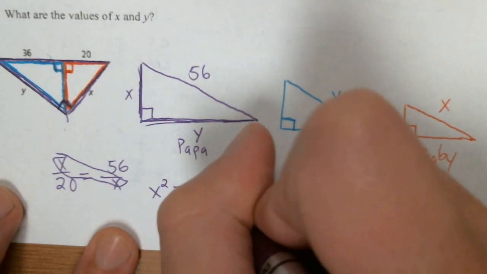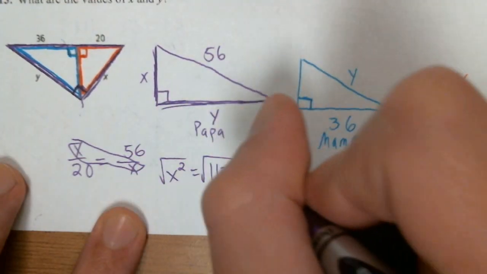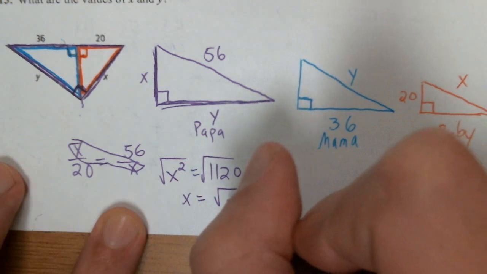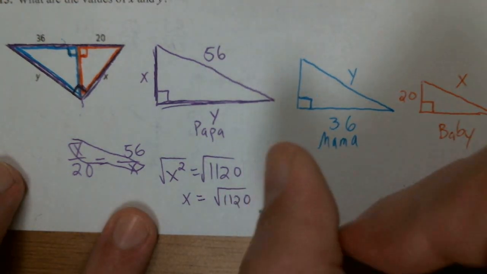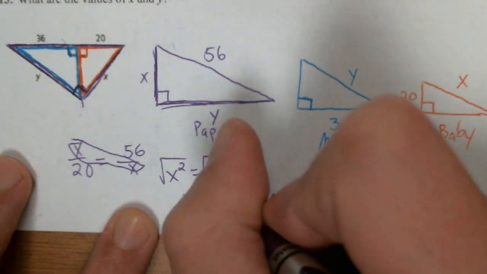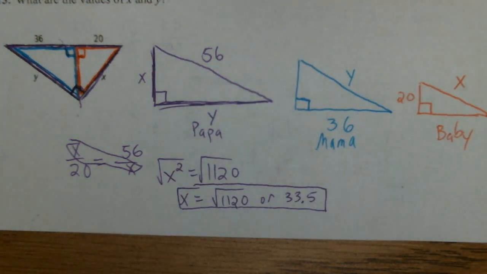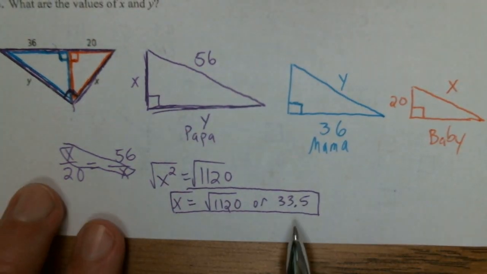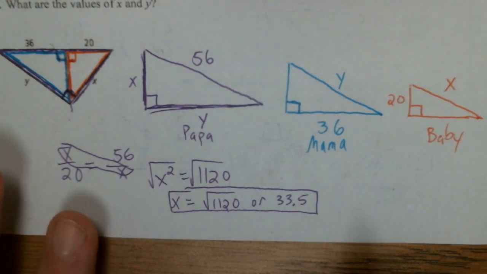When I cross multiply, I get x squared is equal to 20 times 56, which comes out to be 1120. Nobody cares what x squared is. I want x. So I've got to take the square root of both sides. Guys, I'm fine if you want to leave your answer like this on the quiz, the square root of 1120. If you want to plug that in your calculator and get a decimal, that comes out to be 33.5. Either one of those is perfectly acceptable. Okay, 33.5.